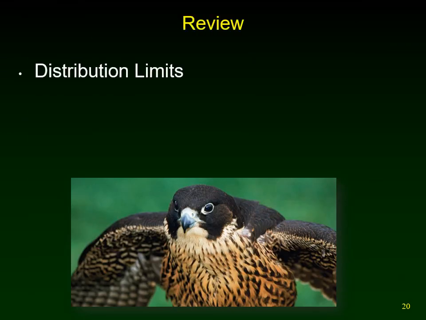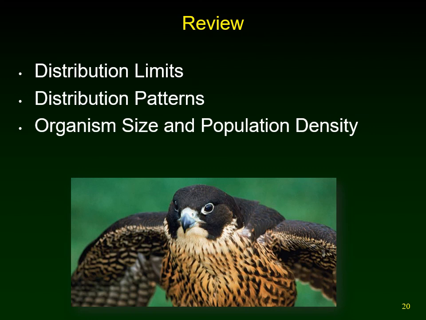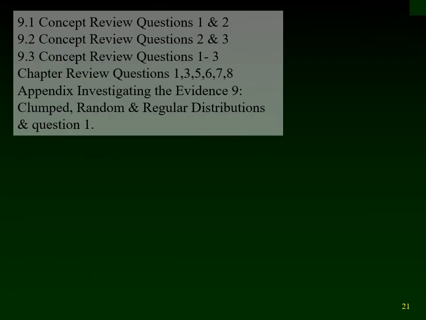So throughout this chapter, the first presentation was on distribution limits. Remember, we had the kangaroos in that one. We talked about distribution patterns: clumped patterns, regular patterns, and random patterns. And we talked about the relationship that big organisms have lower population densities, and lastly we talked about commonness and rarity.